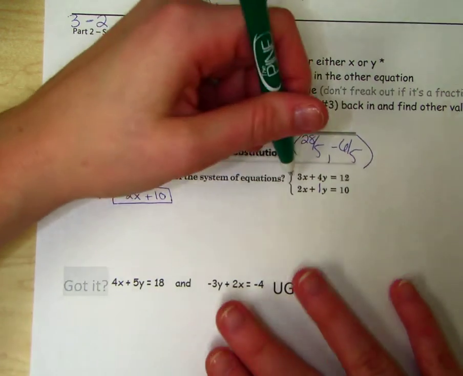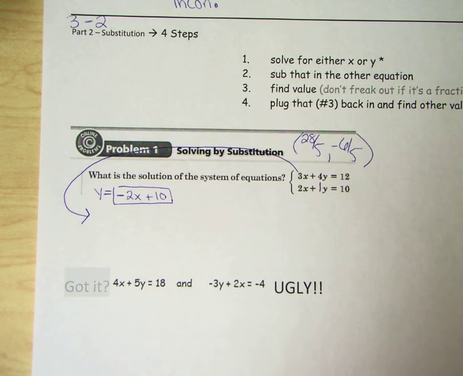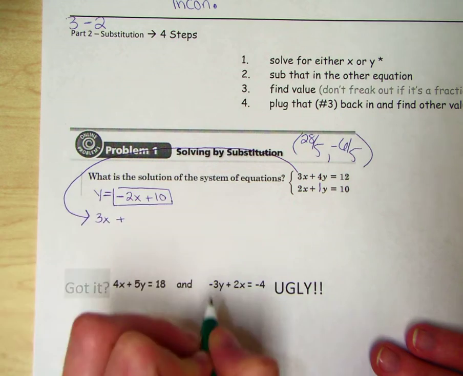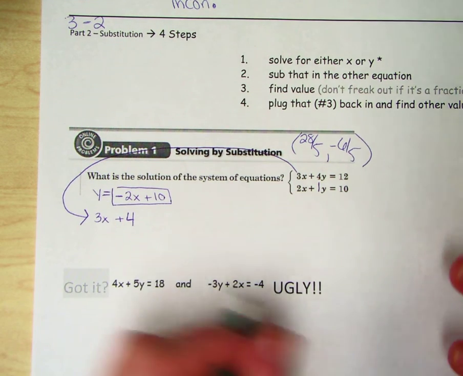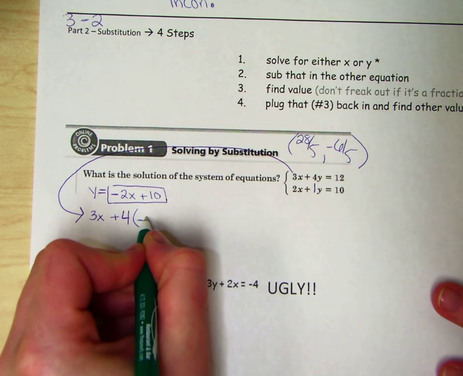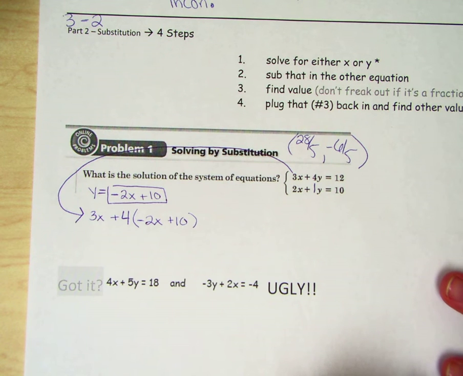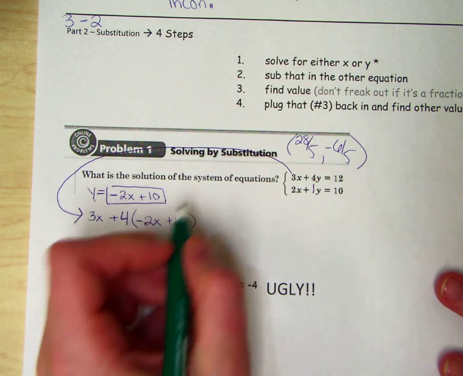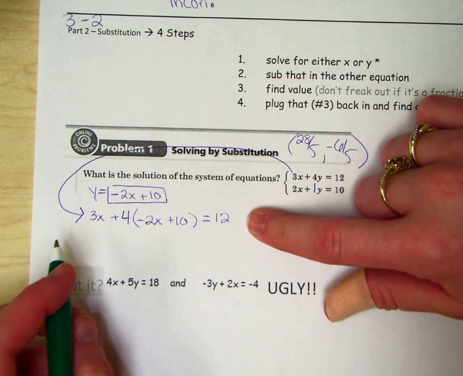So I did not use 3x plus 4y equals 12. So I'll do 3x plus 4, but I'm not going to do plus 4y. Instead of doing 4y, I'm going to put a pair of parentheses and put in negative 2x plus 10. That replaced y because up here that's what I said y should equal. This equals 12. Solve it like a normal equation now.